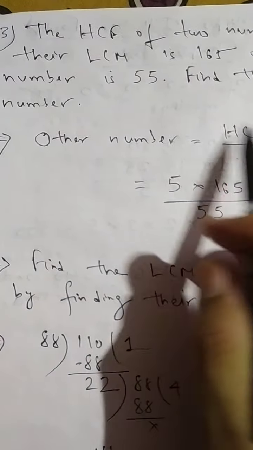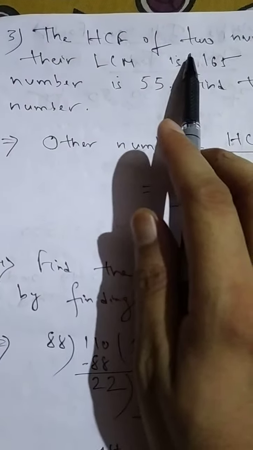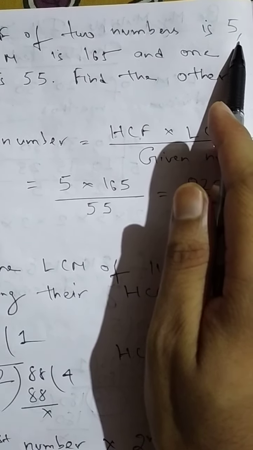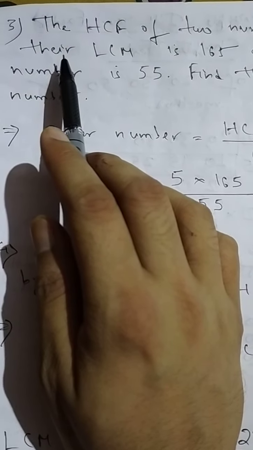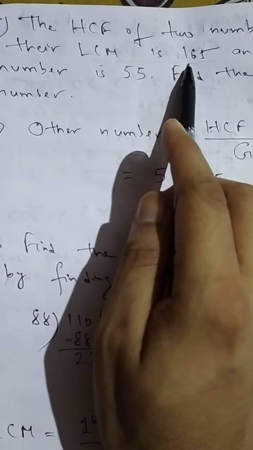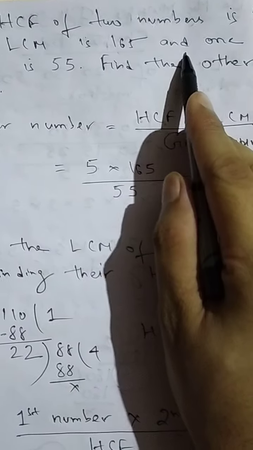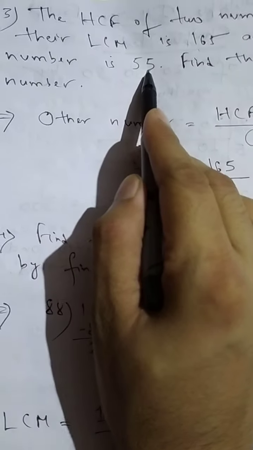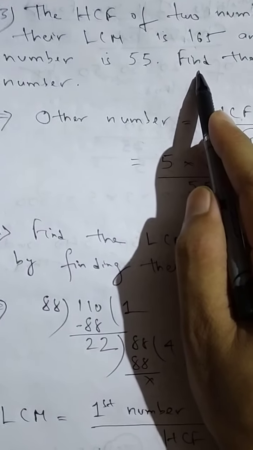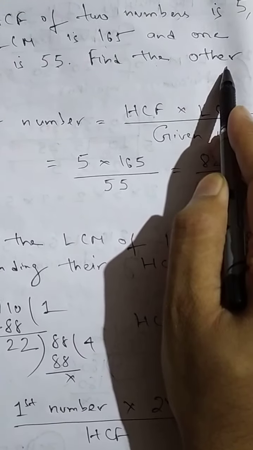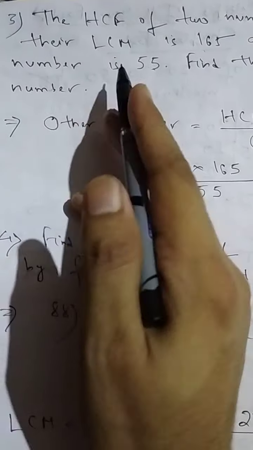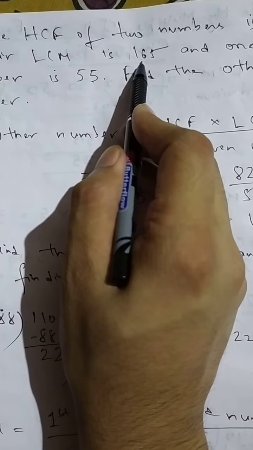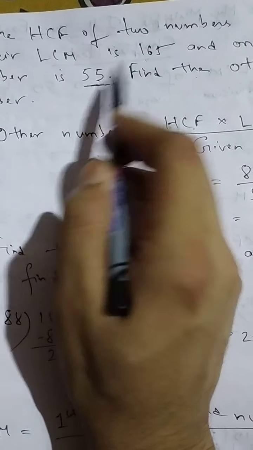Okay, what is the question? Number 3: the HCF of 2 numbers is 5 and their LCM is 165, and one number is 55. So find the other number. Your HCF is given 5, LCM is given 165 and one number is given 55. You have to find the other number.